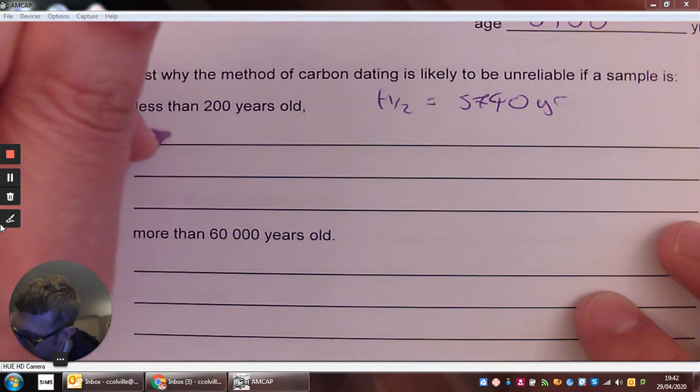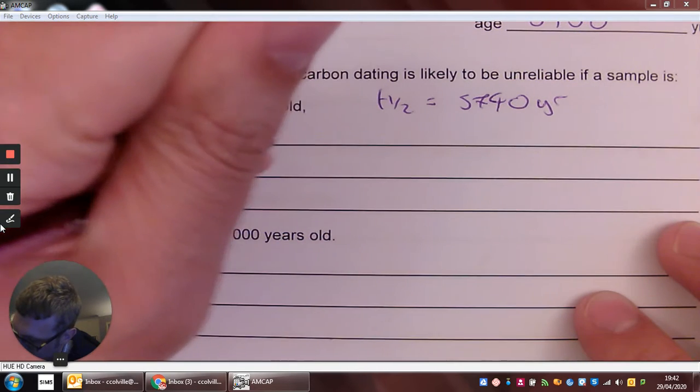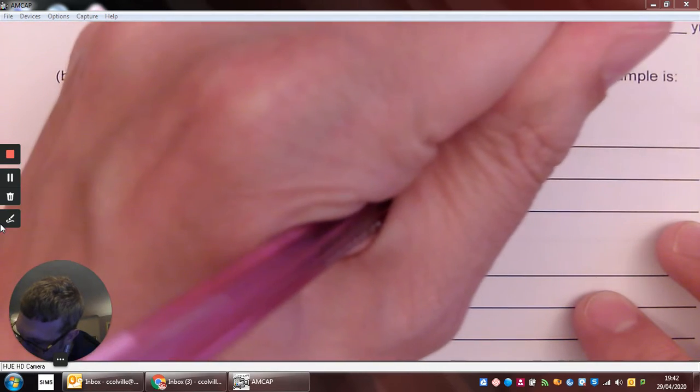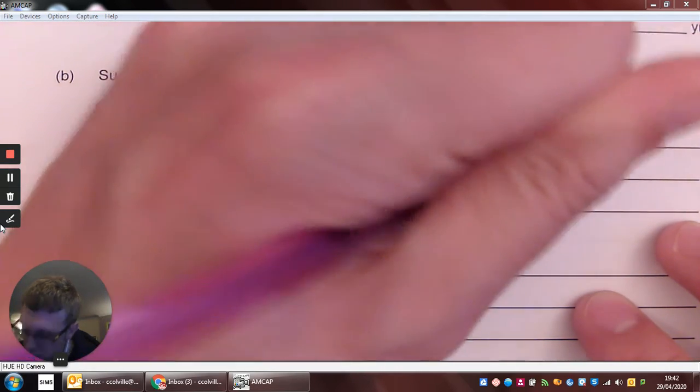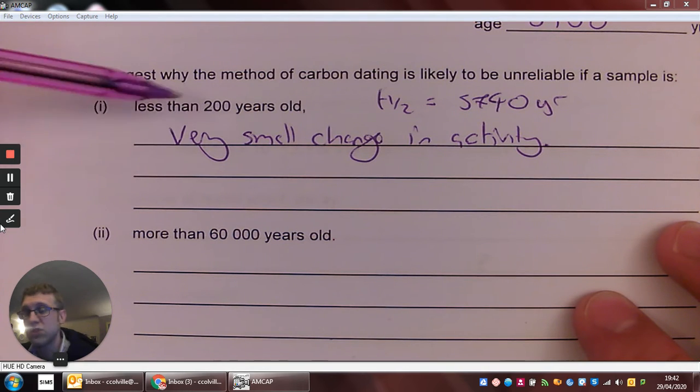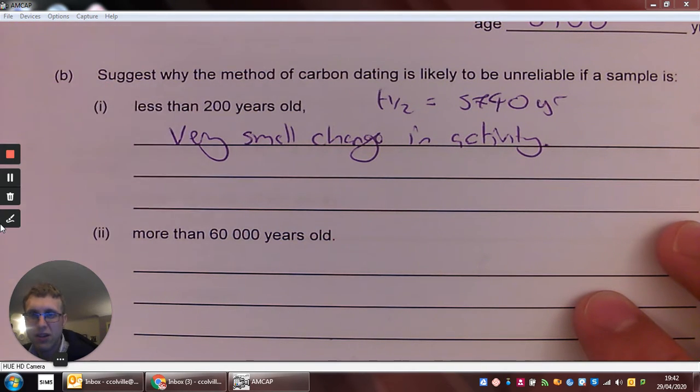So there's only going to be a very small change in activity, which would be really hard to measure. If it hadn't gone through at least a couple of thousand years, we're not going to be able to tell the difference between something that is 0 or 200. So that's the kind of thing we're looking at there.